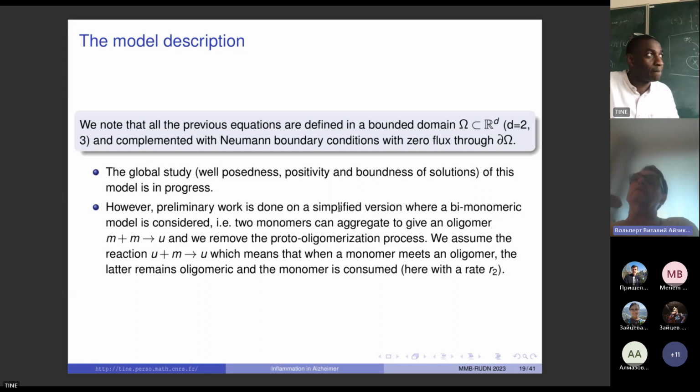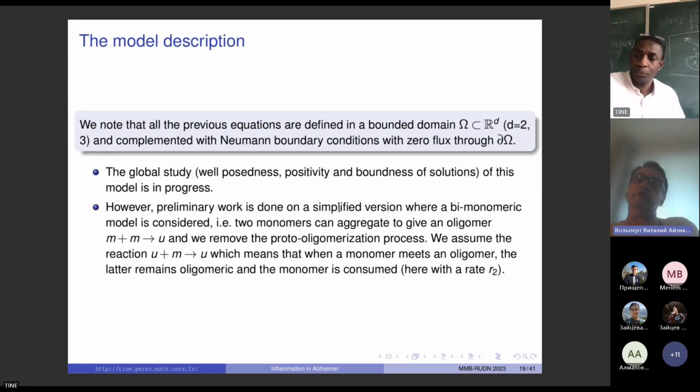So what new information can we obtain if we introduce the space variable? The space variable here is very important because when we study plaque formation, it is determined by the spatial distribution of these monomers and oligomers. So the space variable is important.